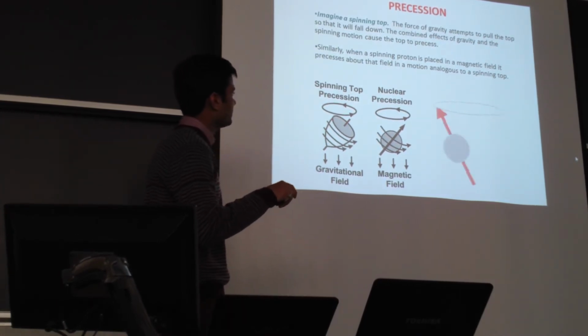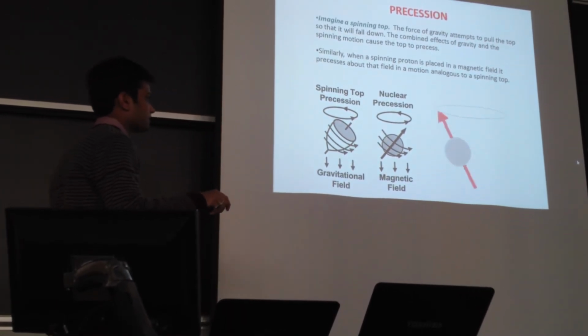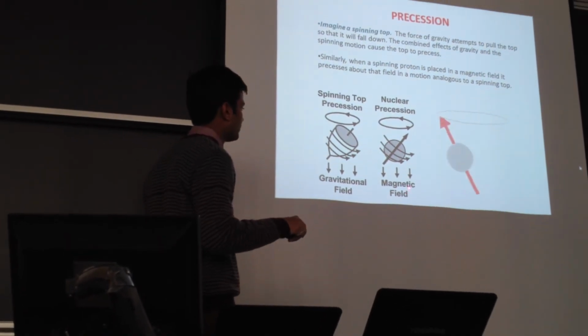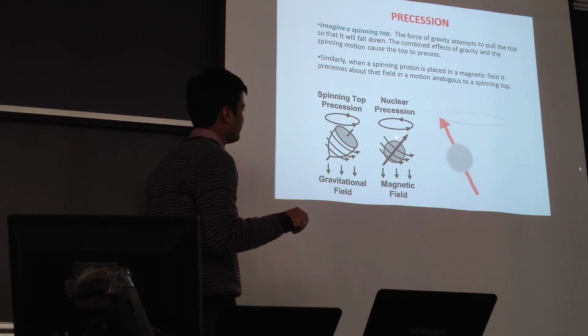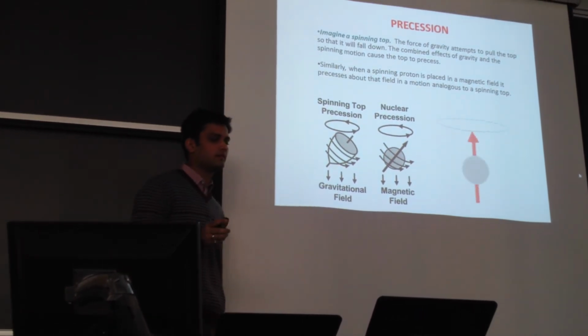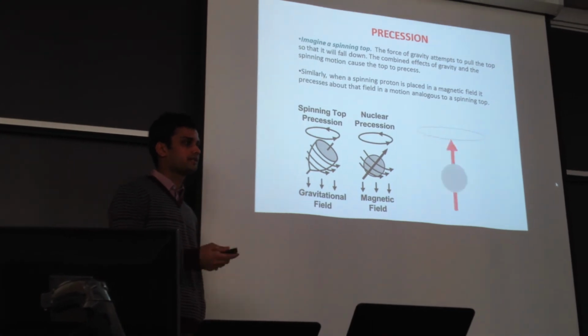The same phenomenon occurs in the nucleus. The protons are revolving around their own axis. Under the influence of a magnetic field, they eventually tend to precess. And this precession occurs at a specific frequency known as the precession frequency.